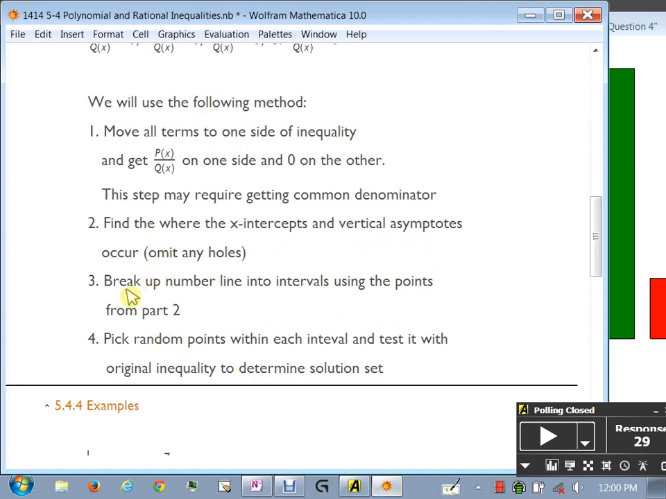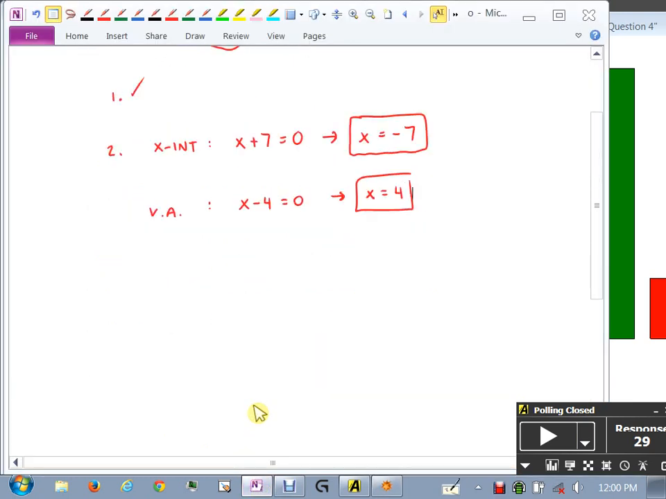Yes. Now, step 3: break up a number line into intervals using the points that we just found in the previous step. So what I'm going to do now in step 3 is draw a number line. I'm going to plot the 2 points that I have, -7 and 4. Now, there's something very important here, very subtle but important. An x-intercept means my graph touches there. I mean, it's on the x-axis. So I would like for you to put a solid dot here.